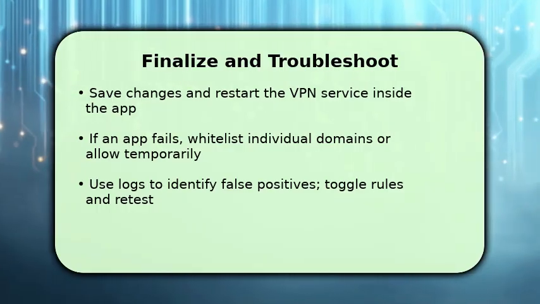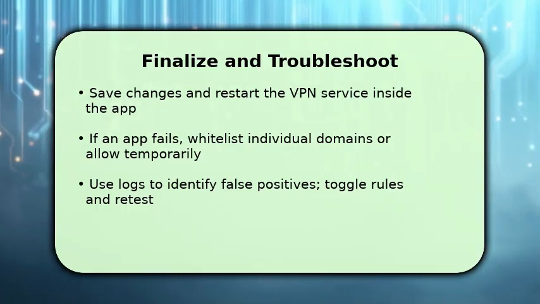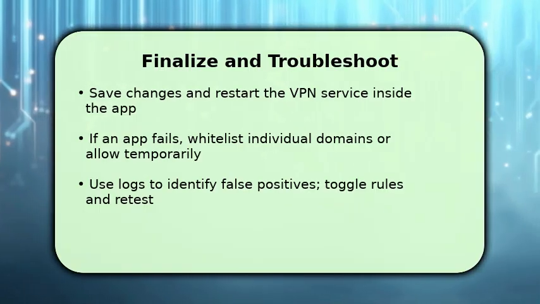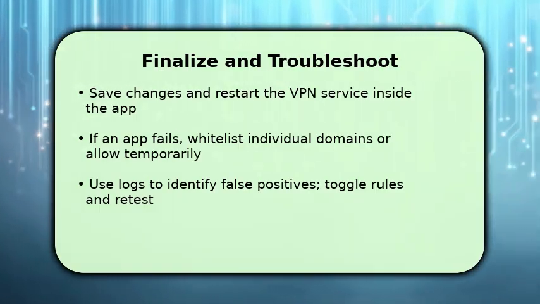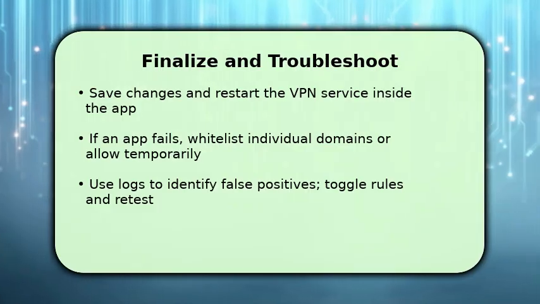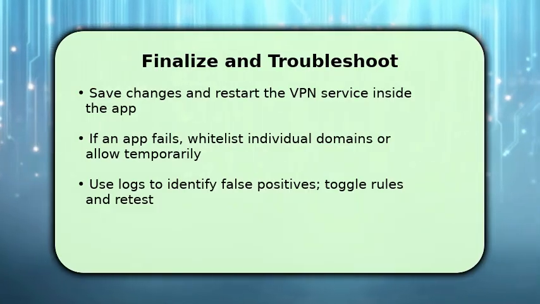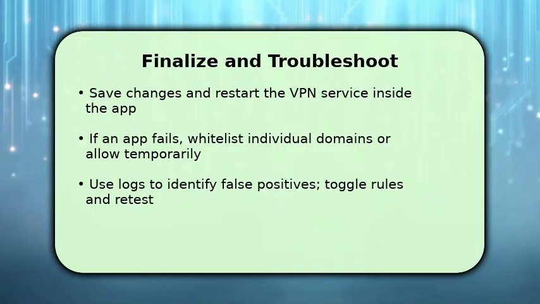Make sure to check logs to identify false positives. Those entries tell you which connection was blocked and why. If problems persist, toggle the rule off, retest, then recreate it with narrower criteria. This iterative approach fixes conflicts while keeping your device protected.